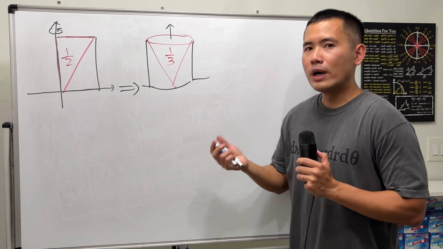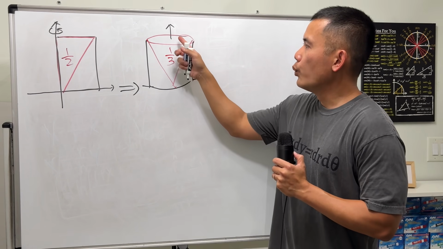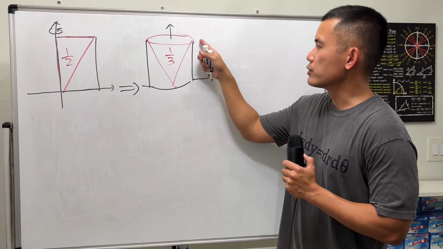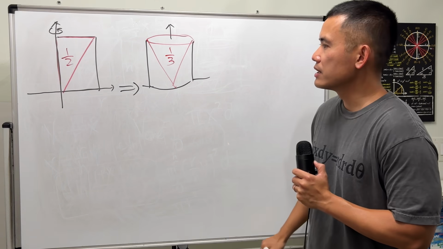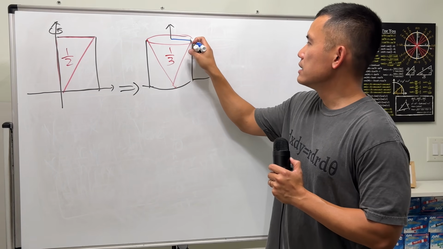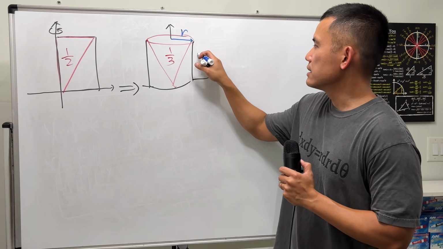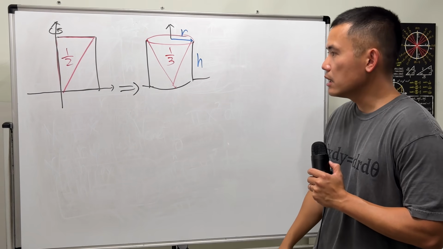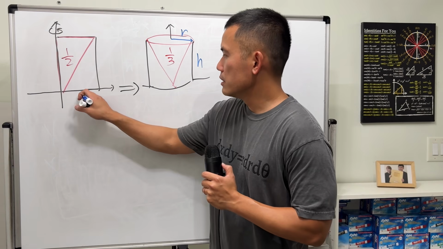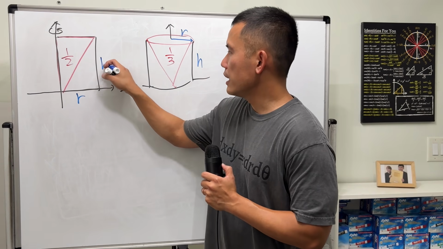Now I'm going to show you how to use calculus to prove that the volume of a cone is actually just 1/3 of the cylinder with the same base radius and also the same height. Check this out. So right here, this is the radius of the base and this is the height of the cone and also the cylinder. If you come back here, this is the R and this is the H.